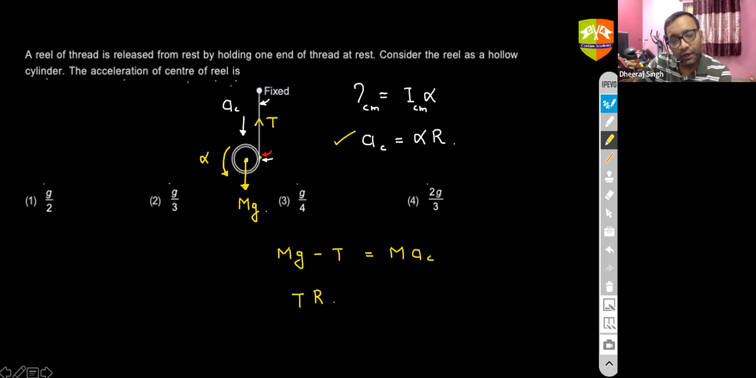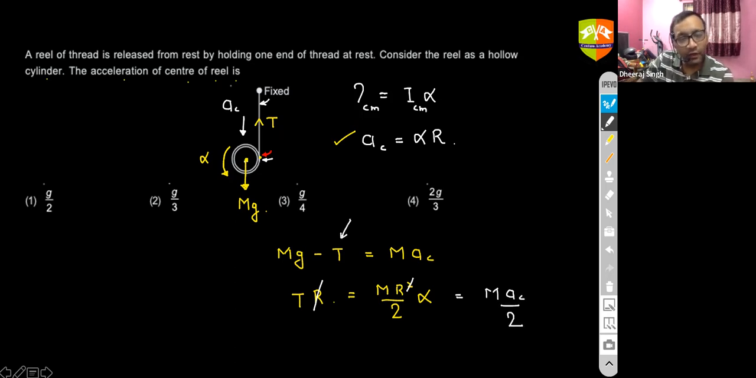No. So T into R, this is a hollow cylinder. So M R square by 2 times alpha. Okay, so one R is gone. So T is equal to M AC by 2. What they're asking is acceleration, right? So substitute the value of T over there.